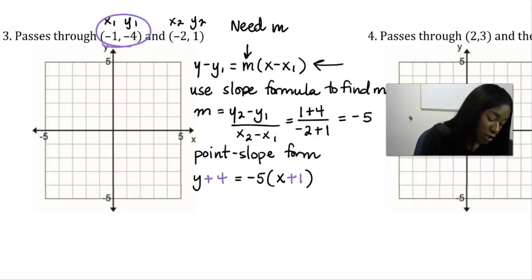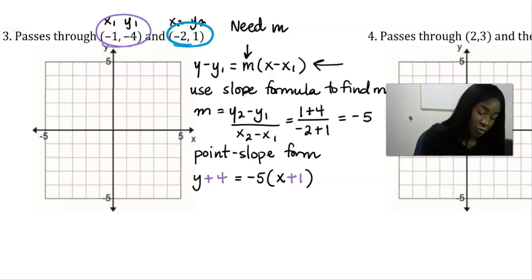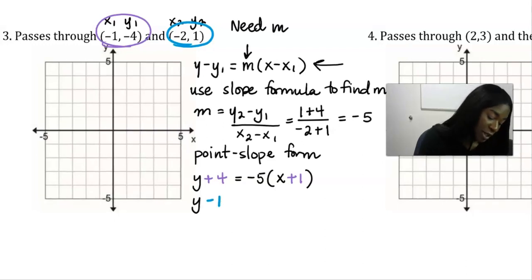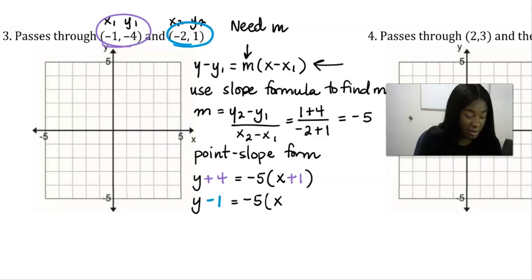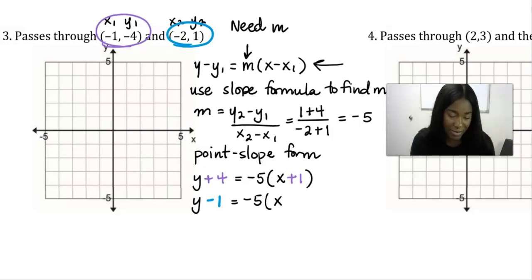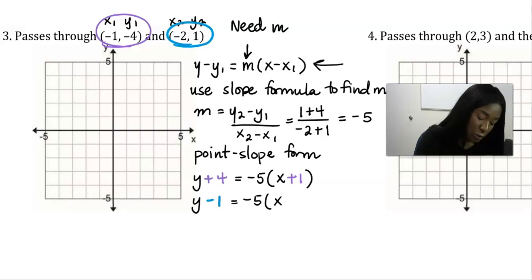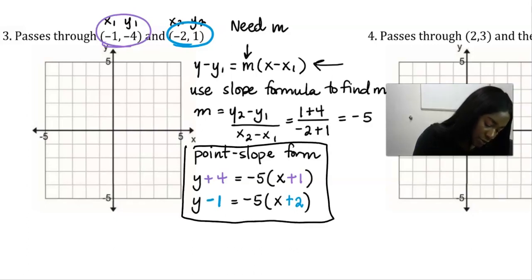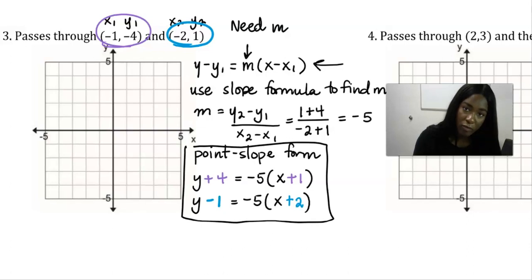If I had chosen to use this point to write the line in point slope form, then my equation would look like y minus y1, which would be a minus 1, is equal to m, which is still negative 5, times x minus x1. I'm talking about the blue x point, which is a negative 2. Since I'm subtracting that negative 2, it would turn into a plus 2. So either one of these answers is correct for the point slope form.